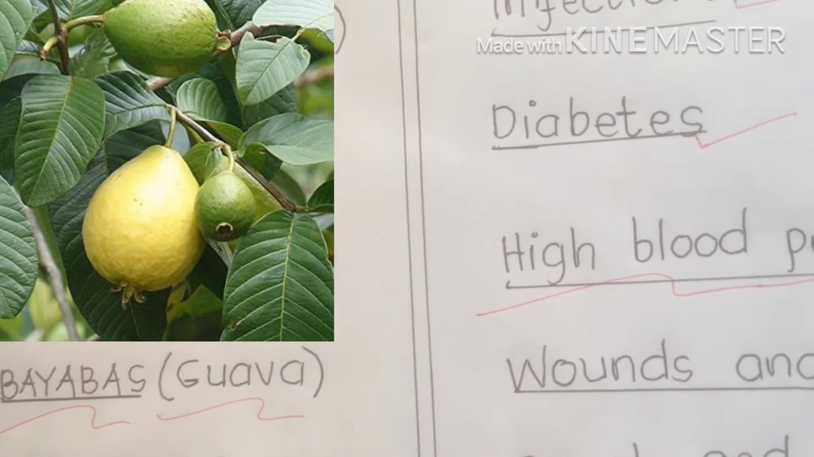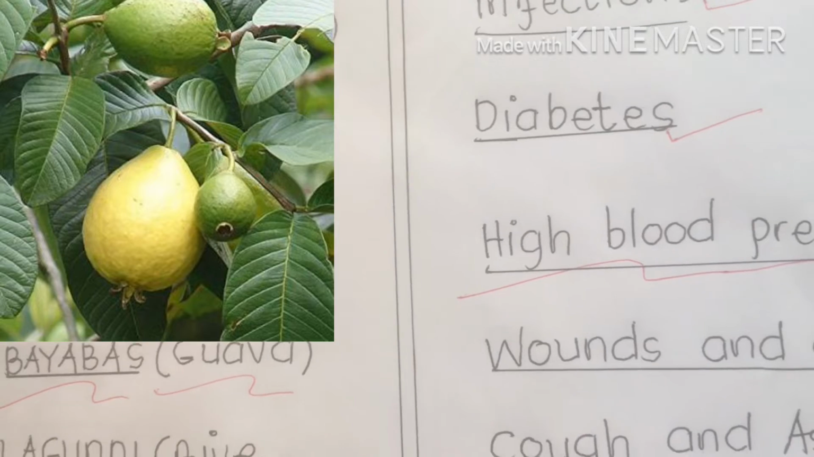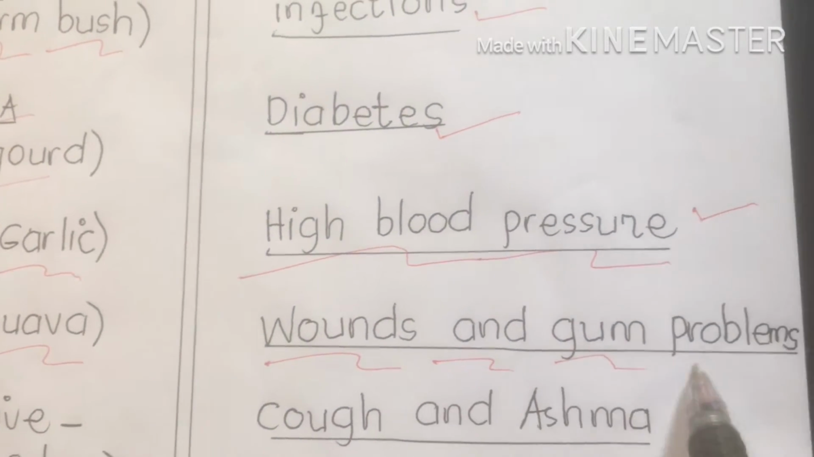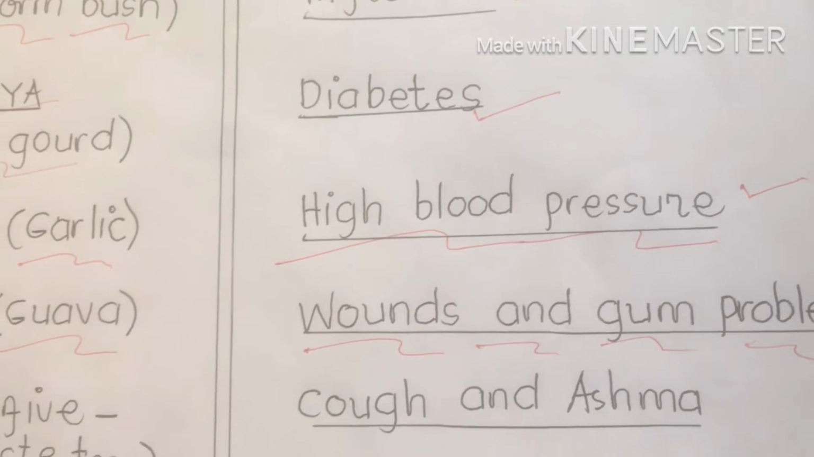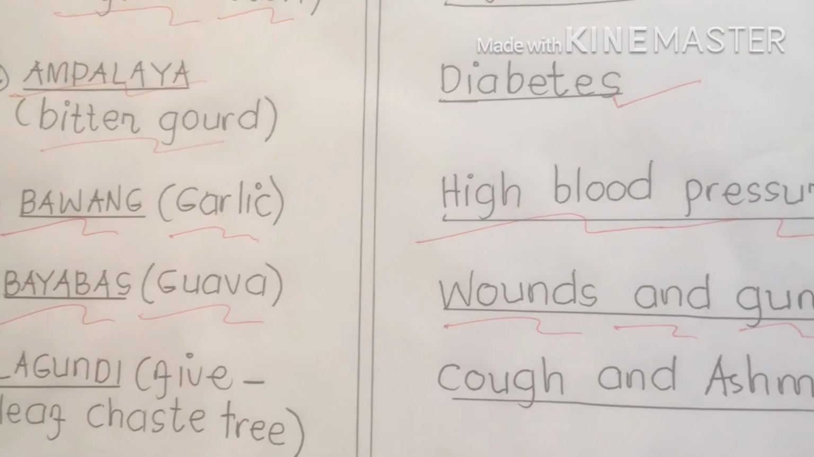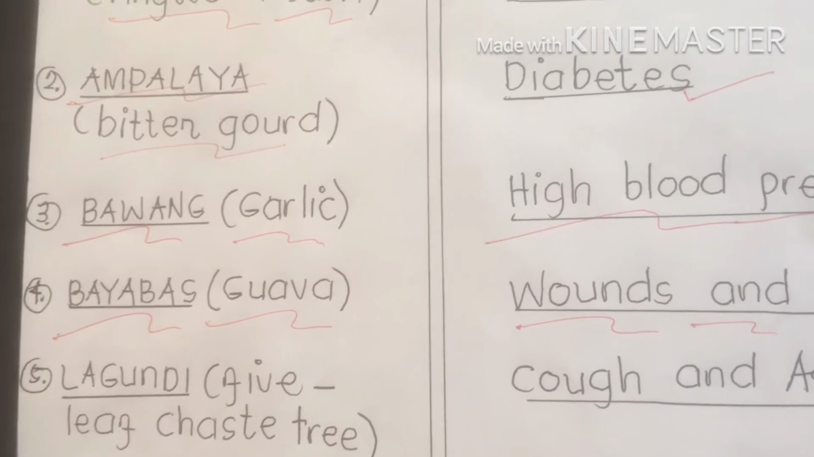Here in our country, there are a lot of bayabas. It treats wounds and gum problems, especially for kids. Remember, also for us adults. So we can also use bayabas or guava leaves.